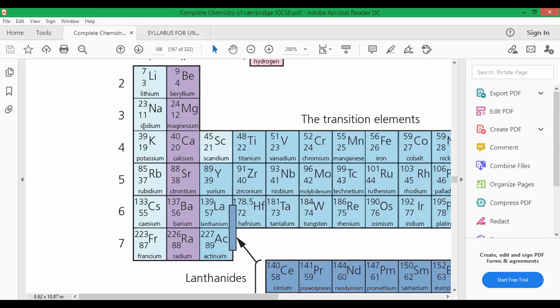When atomic number increases, they put them in one group. Like Be, Mg, Ca, Sr, Ba, and Ra. These all they put in one group. Why?